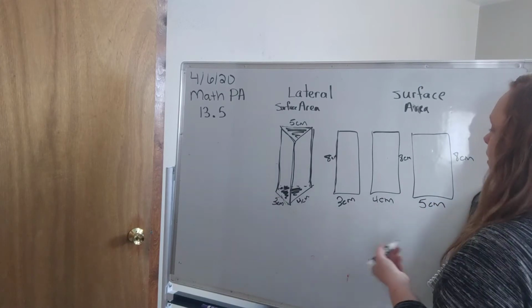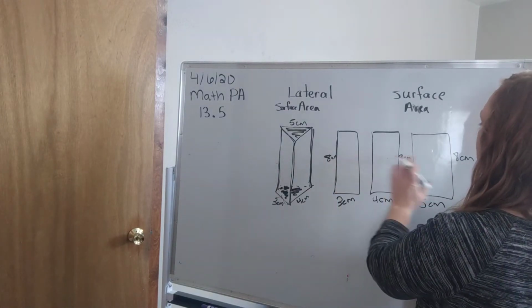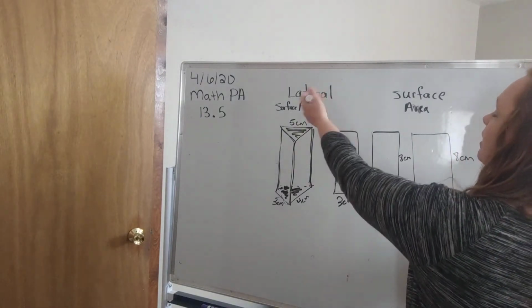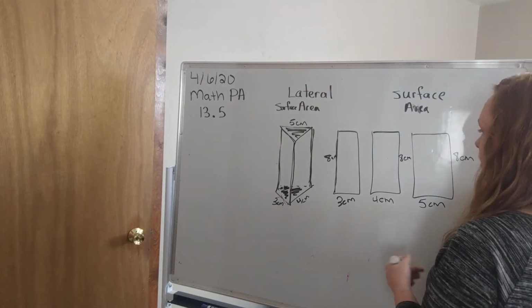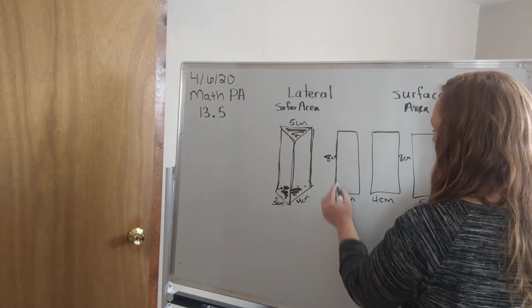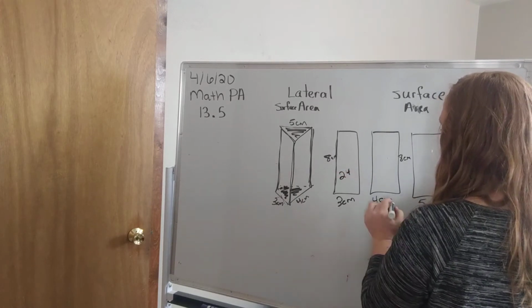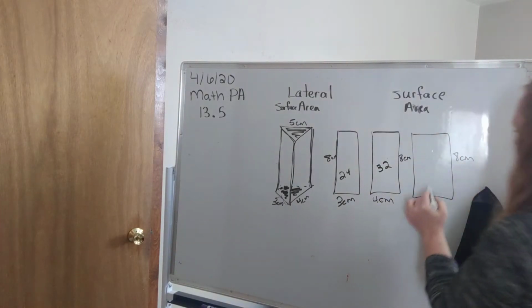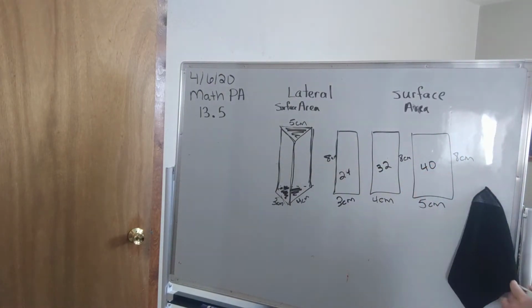Okay, so what I have here are three different rectangles that I can find the area of. I can add them together, and then I have my lateral area, okay? So 8 times 3 is 24, 8 times 4 is 32, and 8 times 5 is 40, okay?